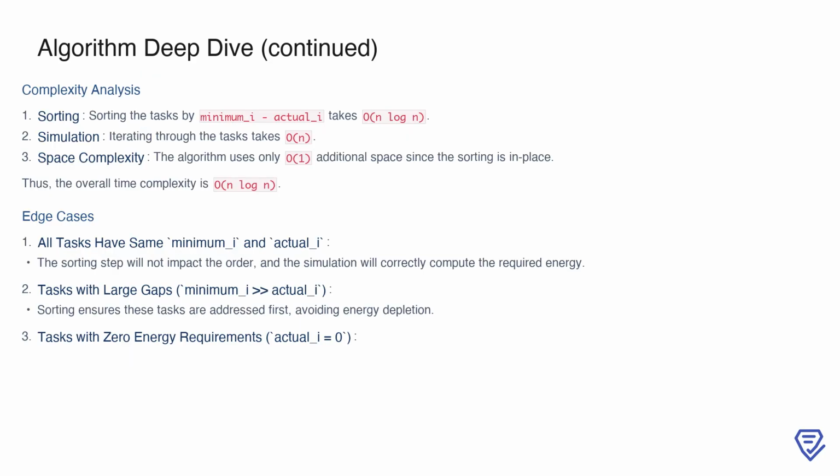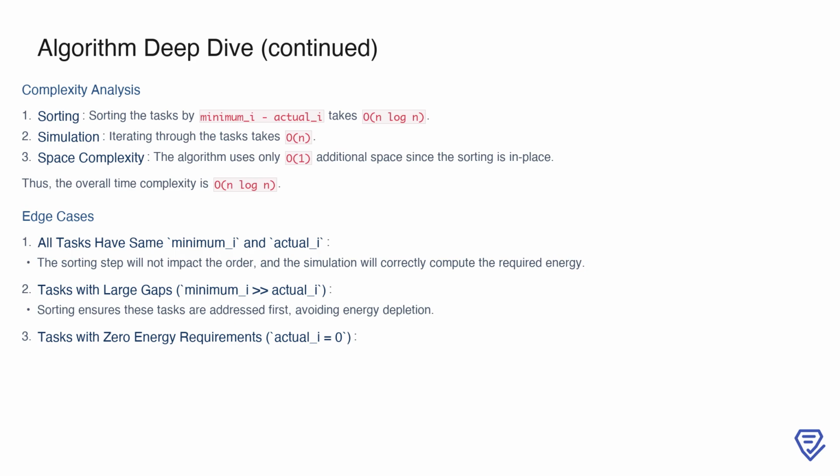The time complexity of this algorithm is primarily determined by the sorting step, which takes n log n, where n is the number of tasks. The subsequent simulation step, which involves iterating through the tasks once, has a time complexity of n. Therefore, the overall time complexity is n log n. The space complexity is 1, additional space since the sorting can be performed in place, and no extra data structures are required beyond the input list.